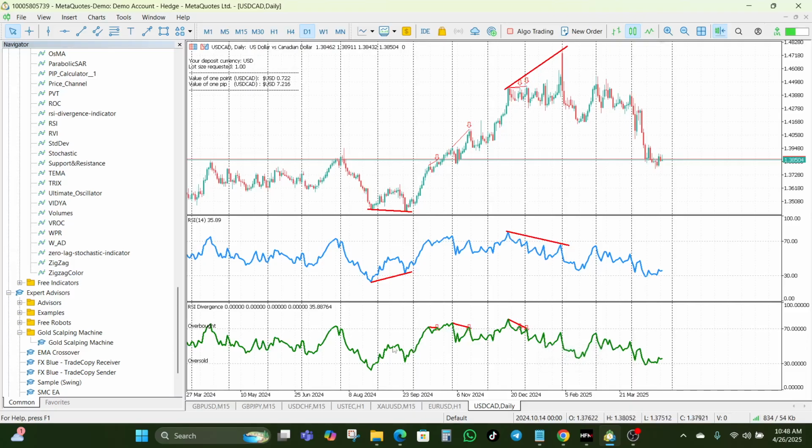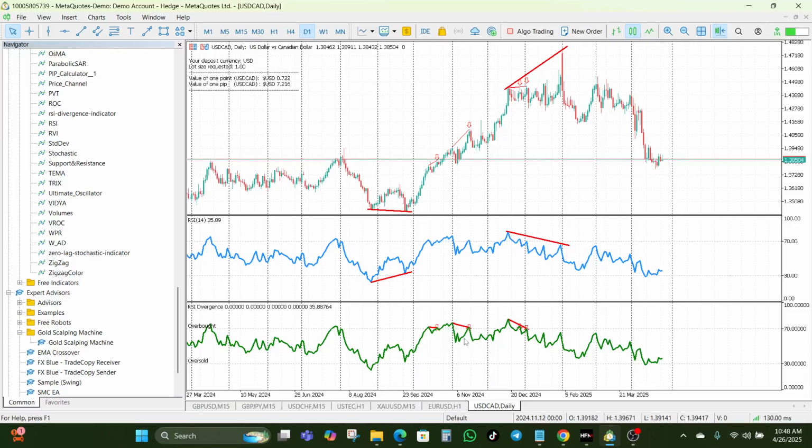So as you can see, this is the RSI divergence indicator. It's a game changer, not just for beginners who are learning the ropes, but also for experienced traders who want to speed up their chart analysis, because instead of spending precious minutes hunting for divergences manually, this indicator does the heavy lifting for you, so you can stay focused on execution.